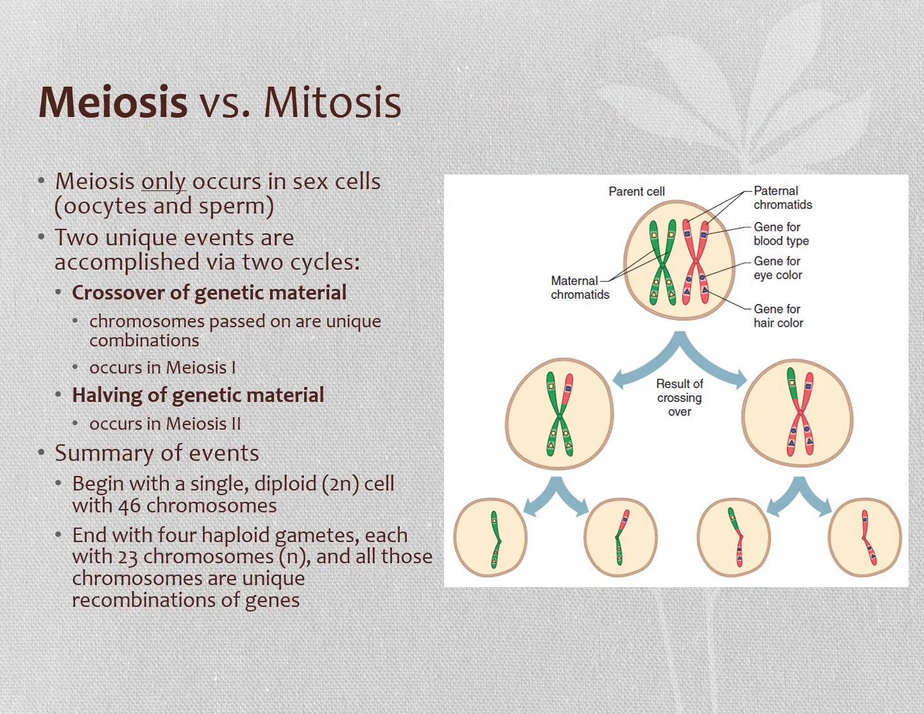So, the differences between meiosis and mitosis. Meiosis is super special. We only do this when we make gametes. All right, and we have these 2 unique events, crossover to increase genetic diversity and mixing up how genes relate to each other, and that halving of the genetic material to create a haploid cell. So we start with a normal diploid 46 chromosome cell, and we end with 4 haploid cells, our gametes.